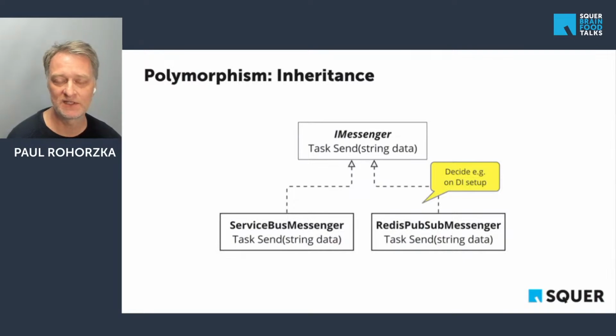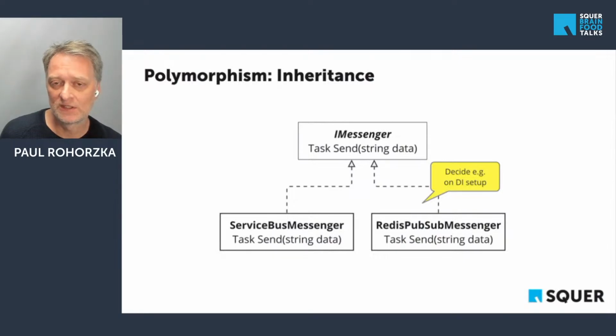And in that case, we could say, okay, there is one where we talk via service bus, and another one where we take Redis pub/sub because we can, and we have some Redis lying around. So what we usually do in classical object-oriented systems would then probably be, on setup of the DI container, we just decide based on some configuration, do we want to use the one or the other implementation of it.